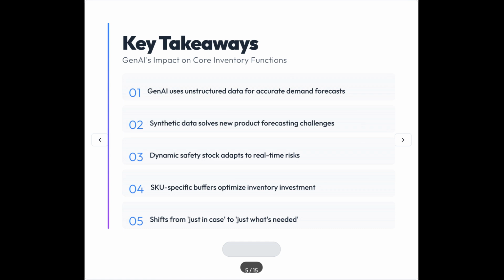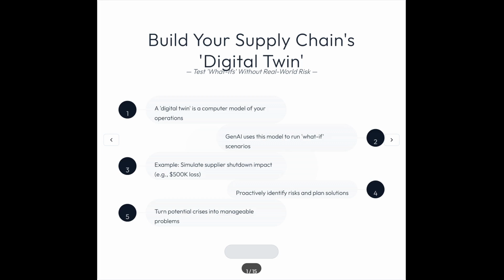Next, we will look at how GenAI simulates supply chain scenarios and automates replenishment tasks, bringing us closer to a truly smart supply chain. Welcome back for our final lesson on optimizing inventory with generative AI. We've covered challenges, forecasting, and safety stock. Now let's look at advanced risk management, simulating supply chain scenarios.